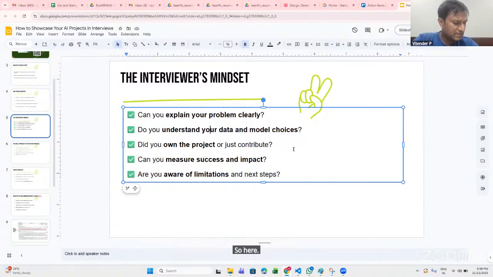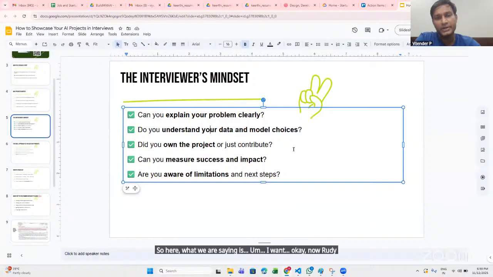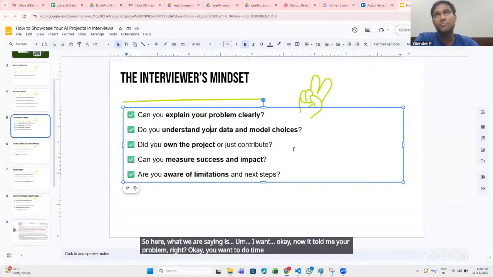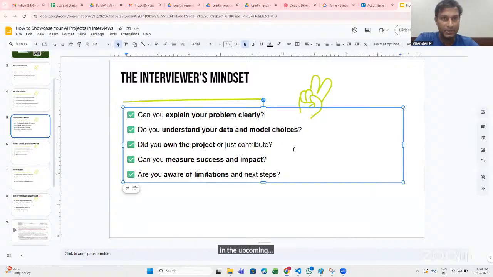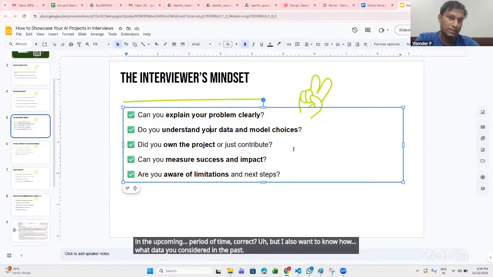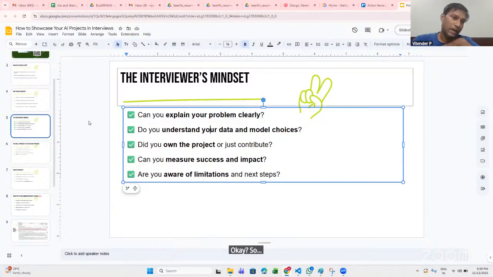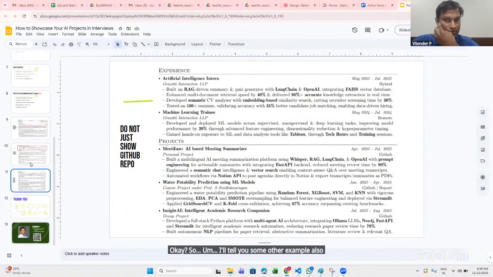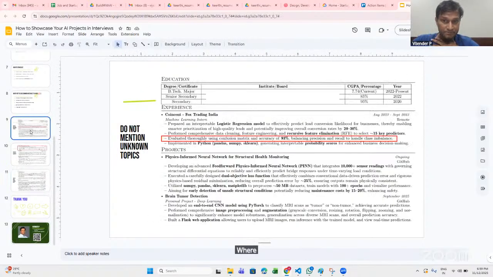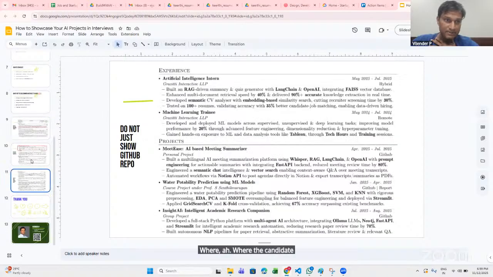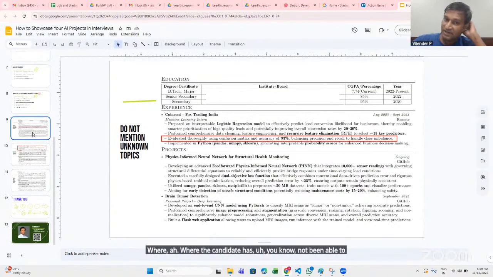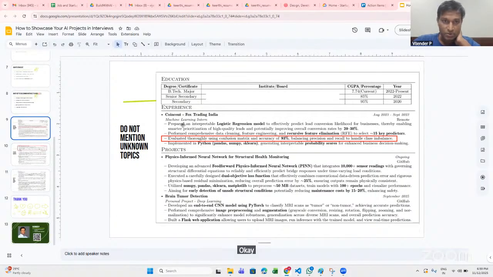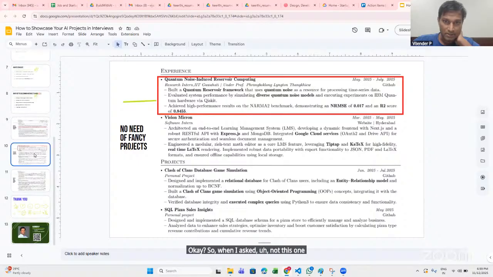Now you told me your problem: you want to do time series temperature prediction for a given geography in the upcoming period of time, correct? But I also want to know what data you considered in the past. I'll tell you another example, another resume I'll show you here, where the candidate has not been able to justify what data they are using.